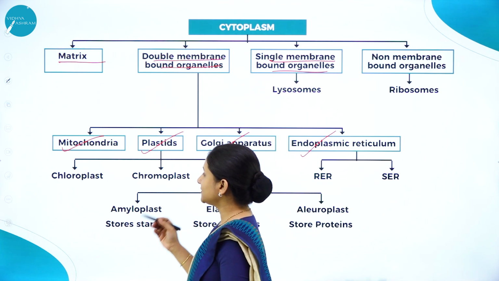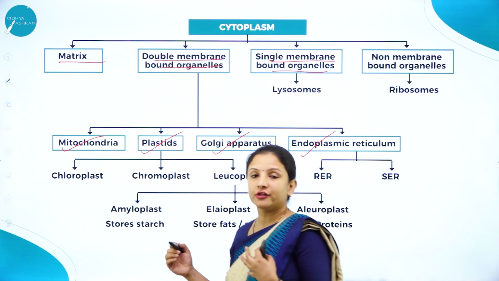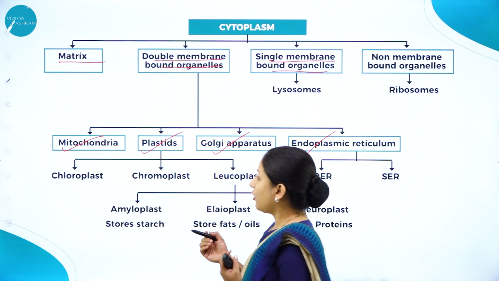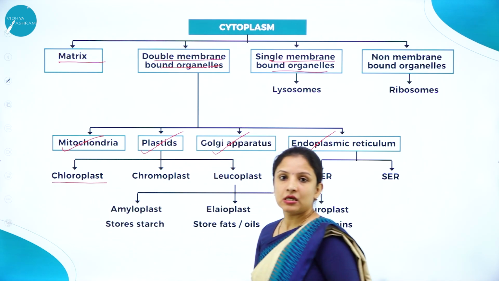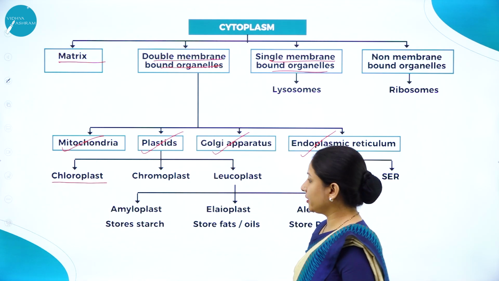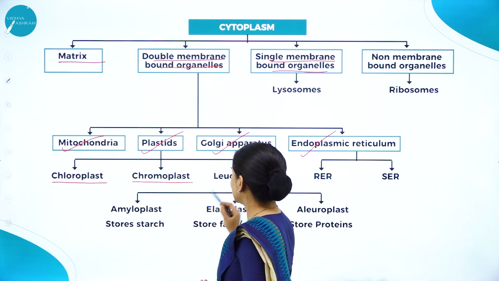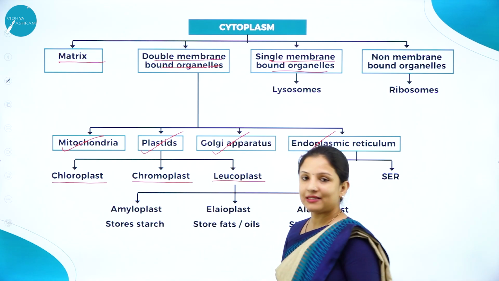In plastids, again it is of different types based on the pigments that they carry, or based on whether they have pigment or whether they do not. Chloroplast contains carotene and some of the green pigments in them. Then chromoplast, then leucoplast, which are colorless plastids.